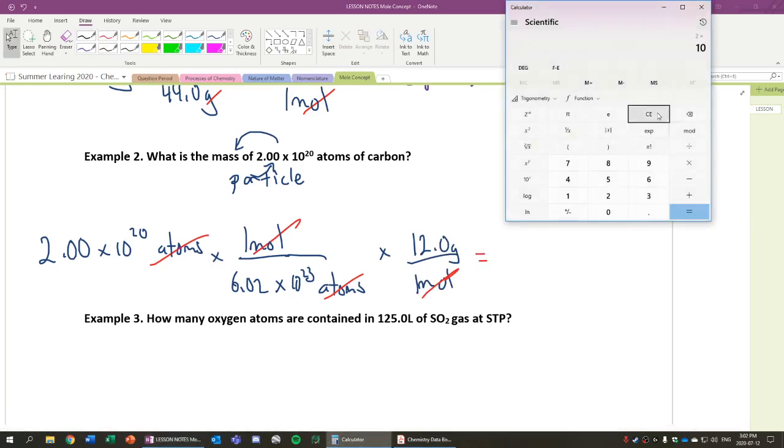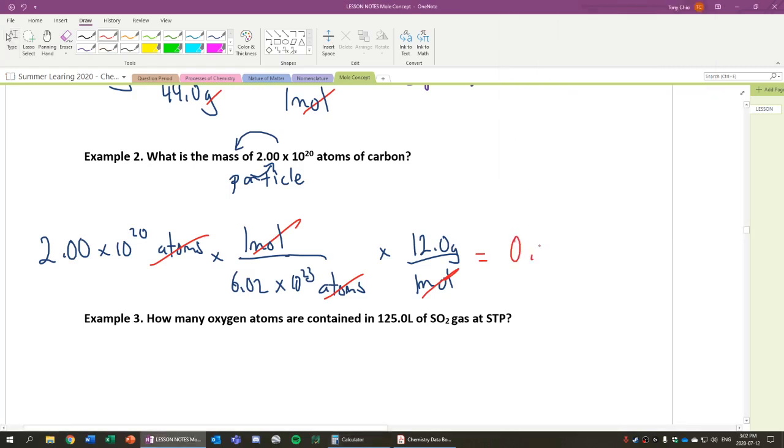2 times 10 to the power of 20 divided by 6.02 times 10 to the power of 23 times 12. And I'm going to get, to 3 sig figs, 0.00399 grams. So you can write it like that, or you can write it as 3.99 times 10 to the power of negative 3 grams. That is your other option.